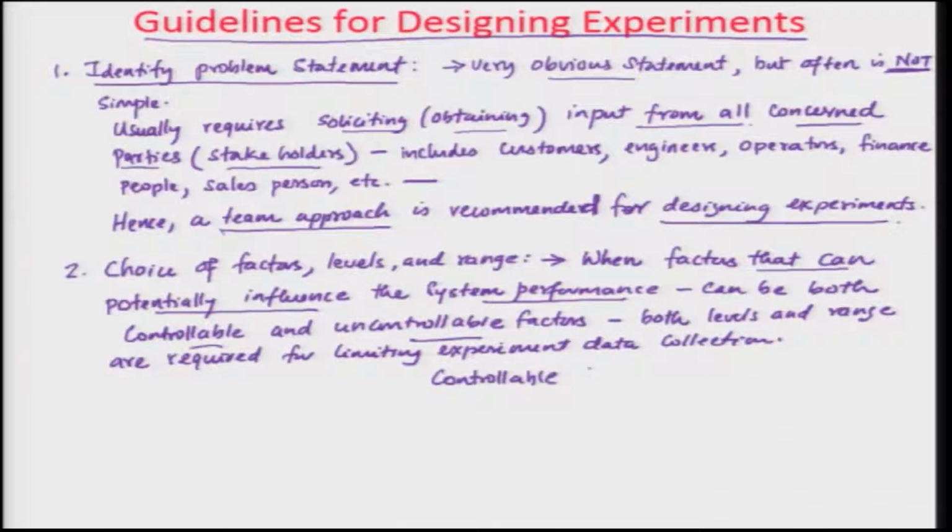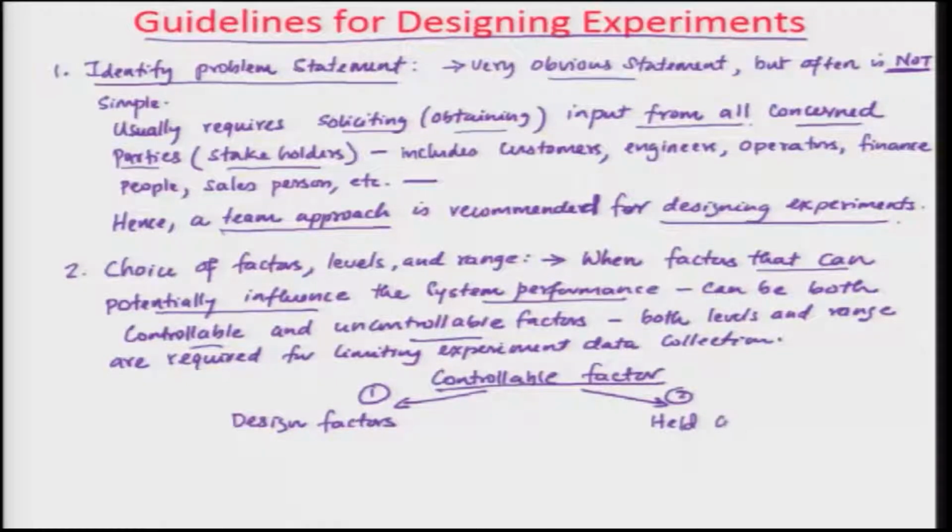And mostly controllable factors are divided into two: number 1, number 2. The first one is called design factors, and the second one is called held constant factors. So, the major two divisions are design factors and held constant factors. The design factors are selected for study, you use them for study.